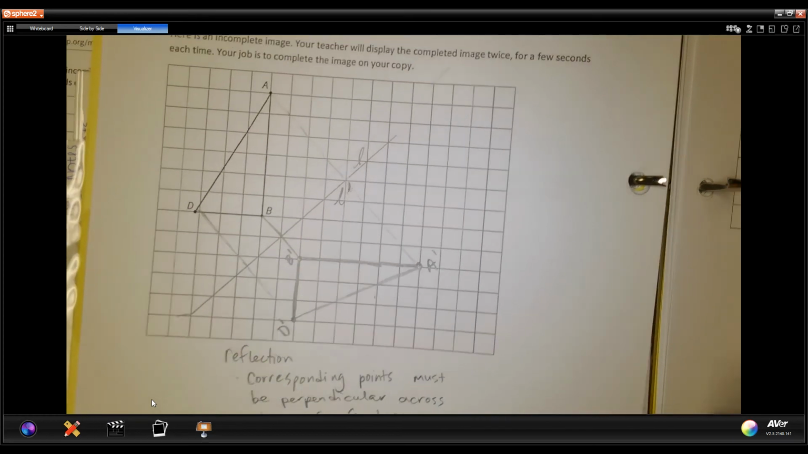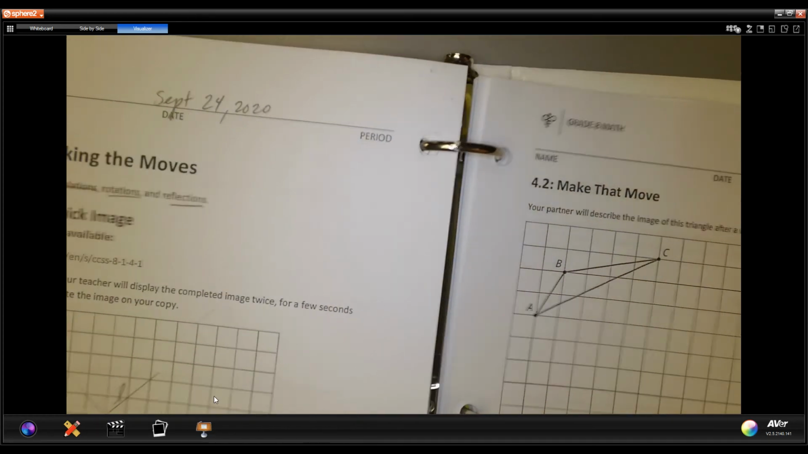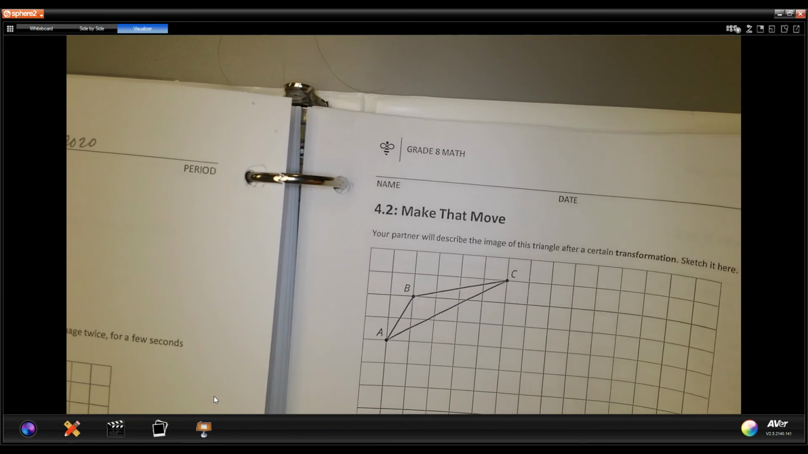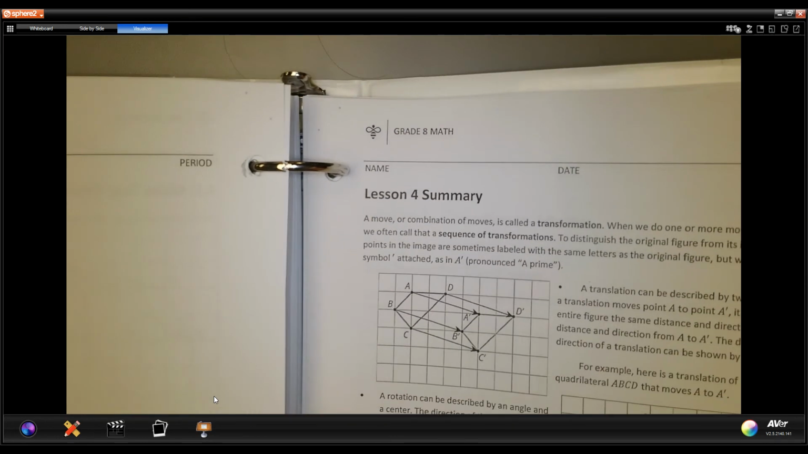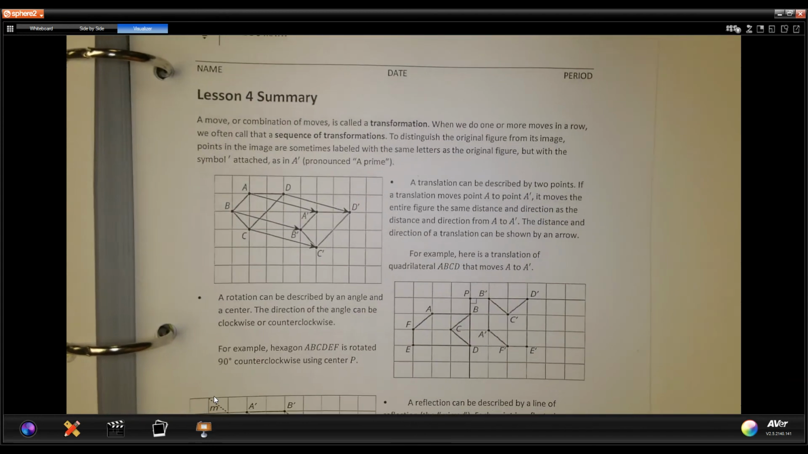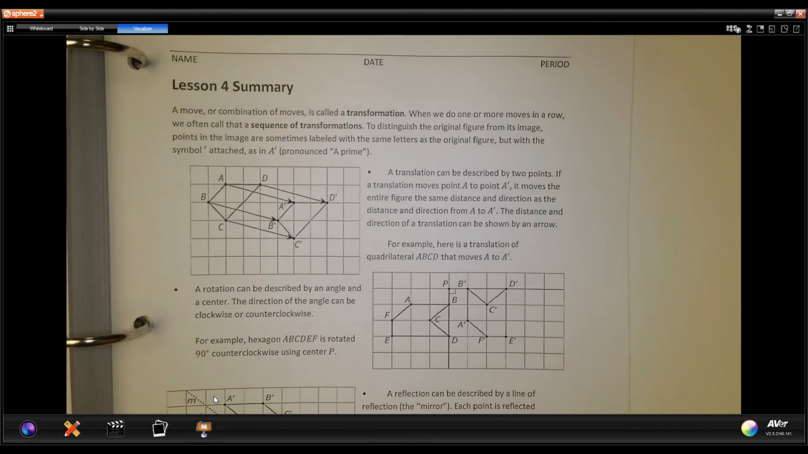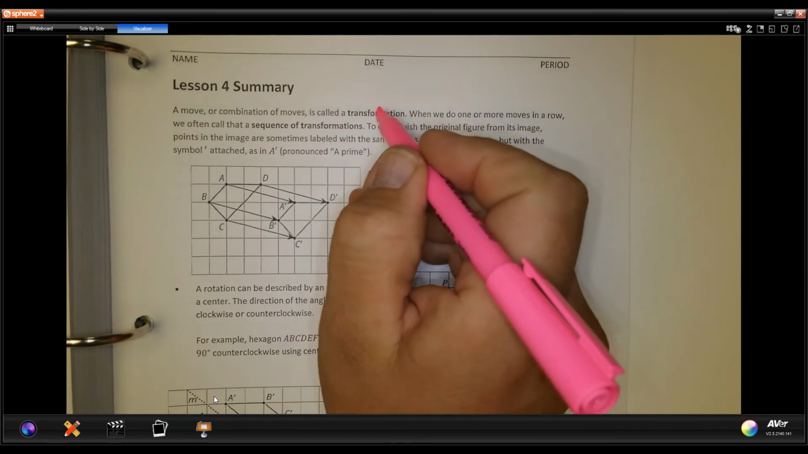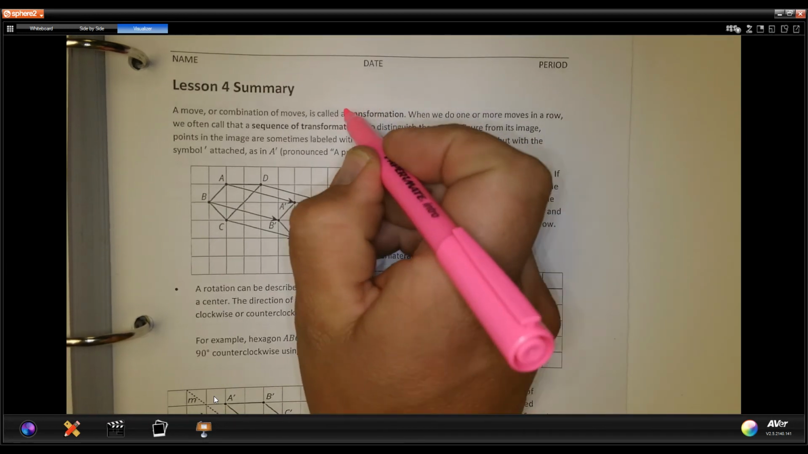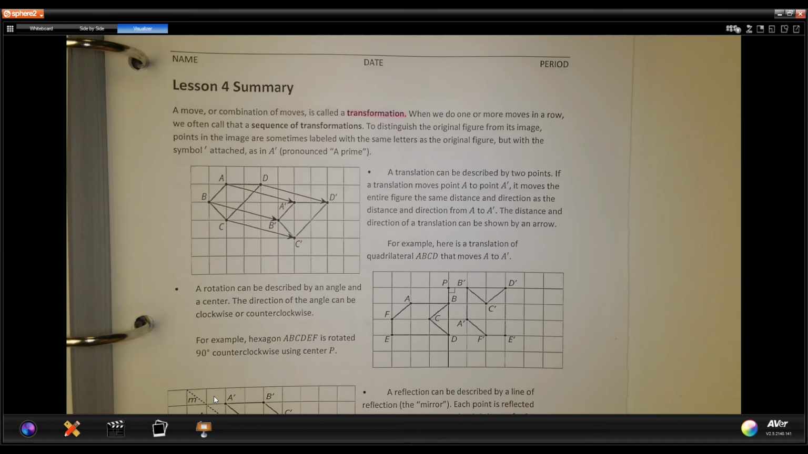The next part of the lesson is talking about naming some moves, or how we would name the moves that are happening. Before we do that, I want to talk about the vocabulary piece of this. And I want to review a couple things before we move on to that part of it. First off, what we're after with all this work all together is what we call the transformation.